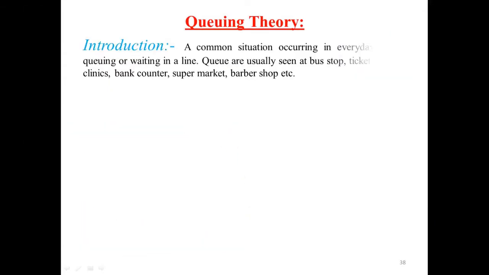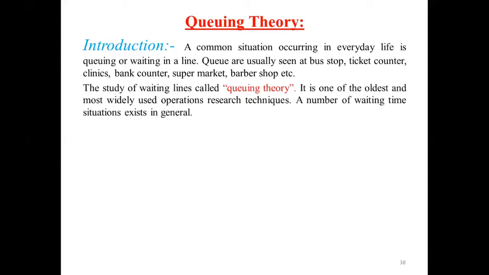Queuing theory. A common situation occurring in everyday life is queuing, or we call it waiting in a line. Queues are usually seen at the bus stop, ticket counter, clinics, bank counters, supermarket, barber shop, etc. It means queuing is seen in everyday life. The study of waiting lines is called queuing theory. It is one of the oldest techniques used in operations research.